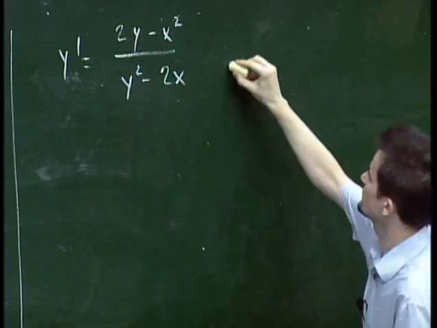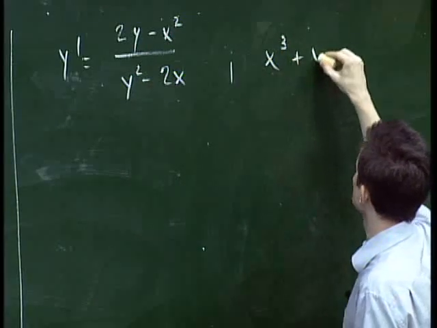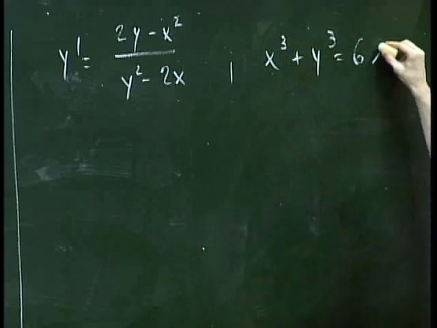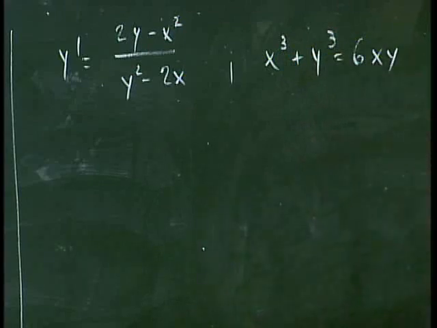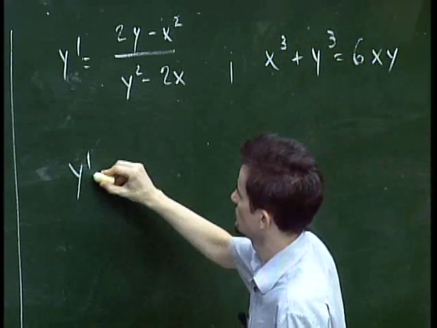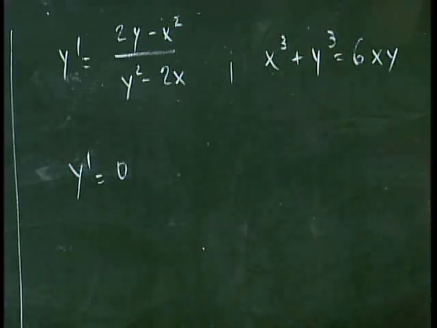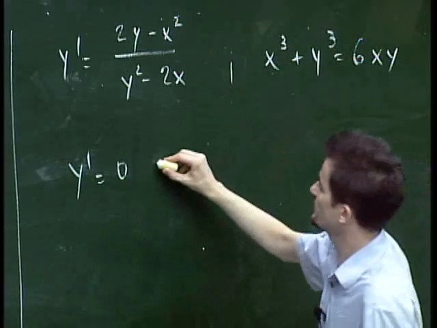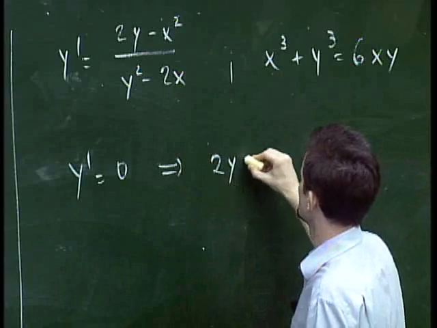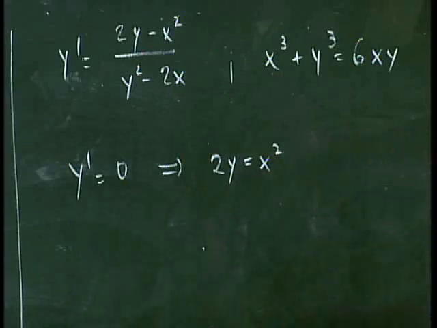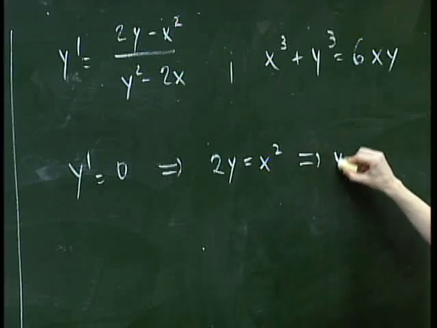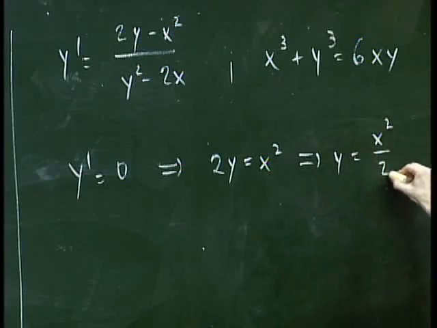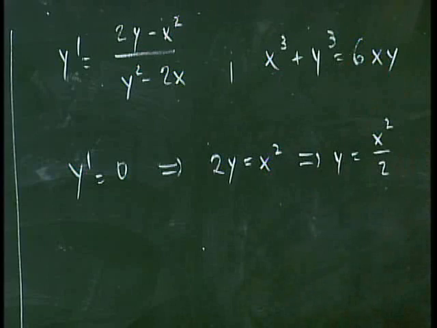Our original equation was x cubed plus y cubed is equal to 6xy. Okay, so then you have to set the first derivative equal to 0. So you see that from this you get that 2y must be equal to x squared. So y must be equal to x squared over 2, and you plug this into the original equation.